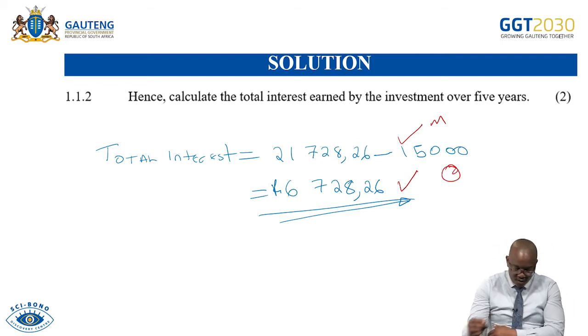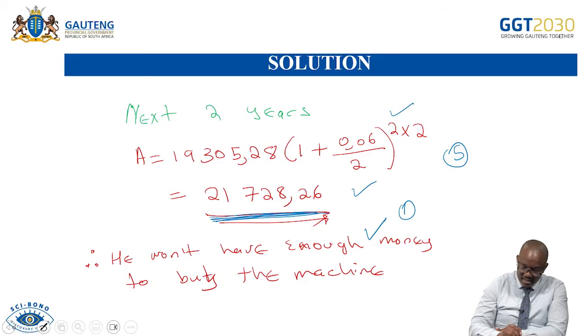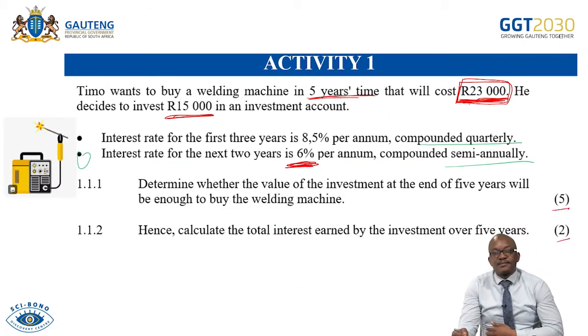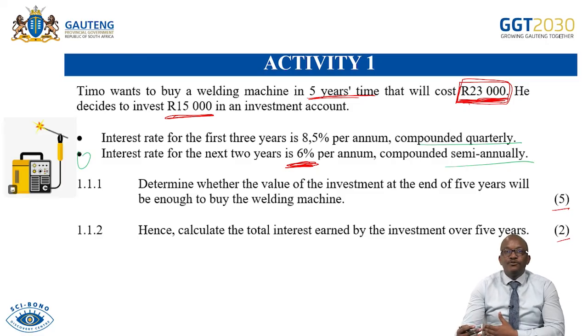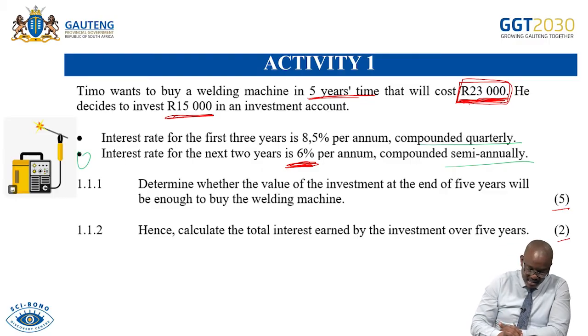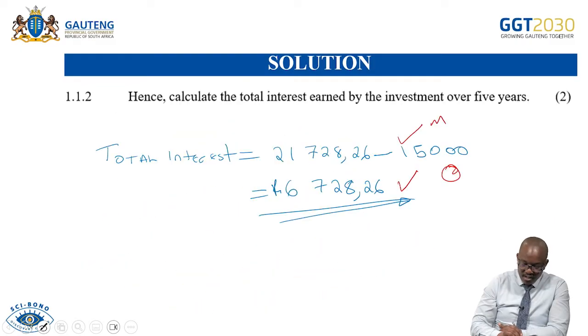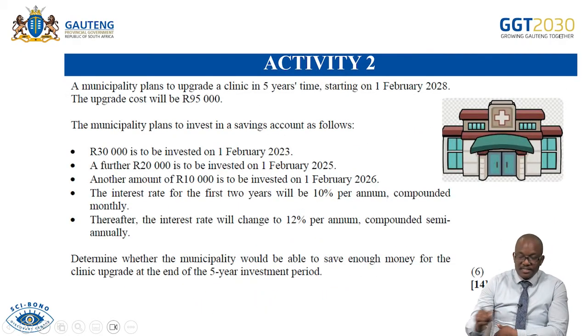So this type of question, if you look at it, has 7 marks. It is easy for you to get that 7 marks when you read your statement properly with understanding and analyzing it using your timeline. So now we're going to our second activity.